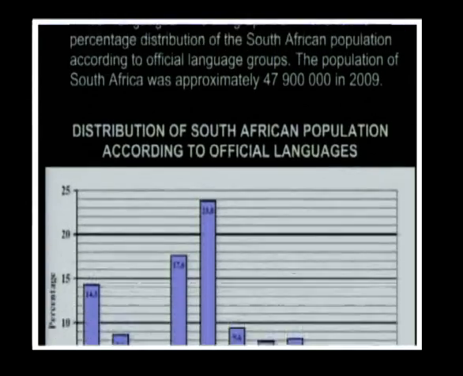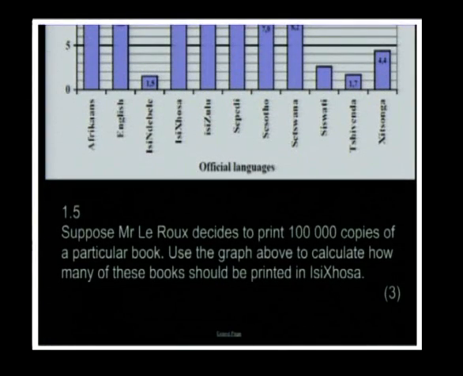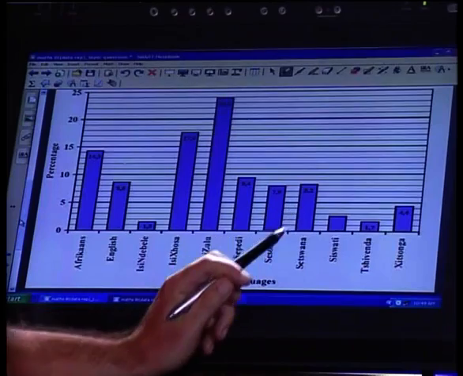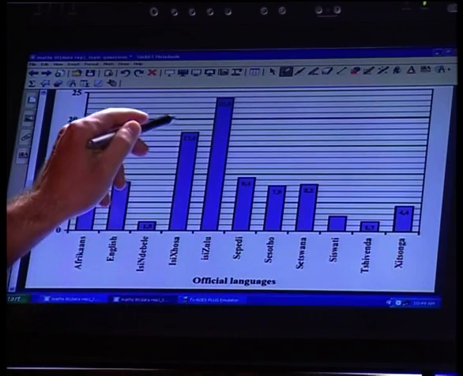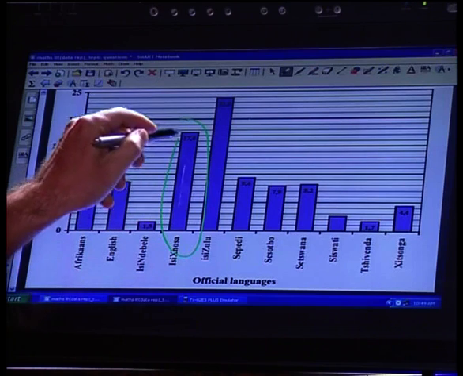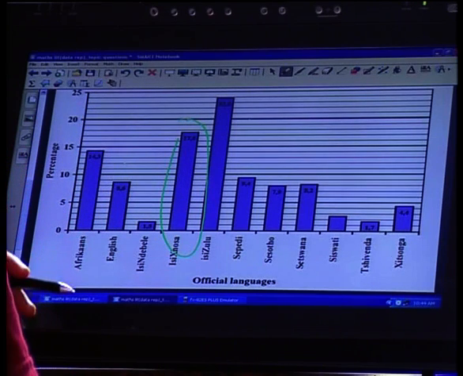And lastly, we have a 1.5 question, and it says, suppose that Mr. LaRue decides to print 100,000 copies of a particular book. Use the graph above to calculate how many of these books should be printed in isiXhosa. So he wants to do 100,000 copies. And we know that isiXhosa, which is right over here, there it is, can you see? 17.6% of the population use this language.